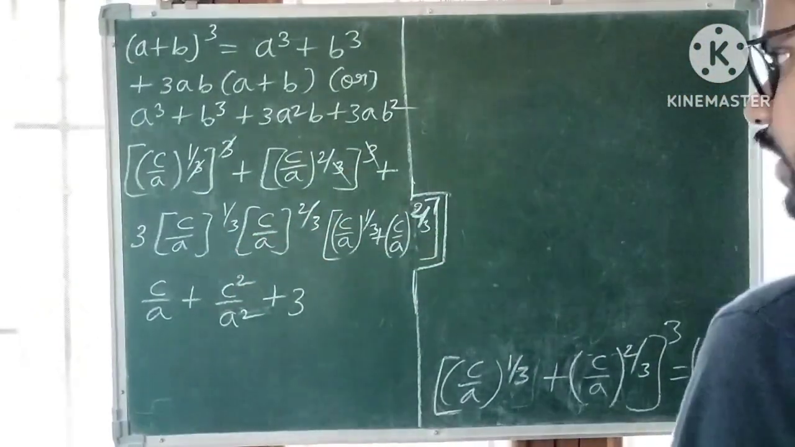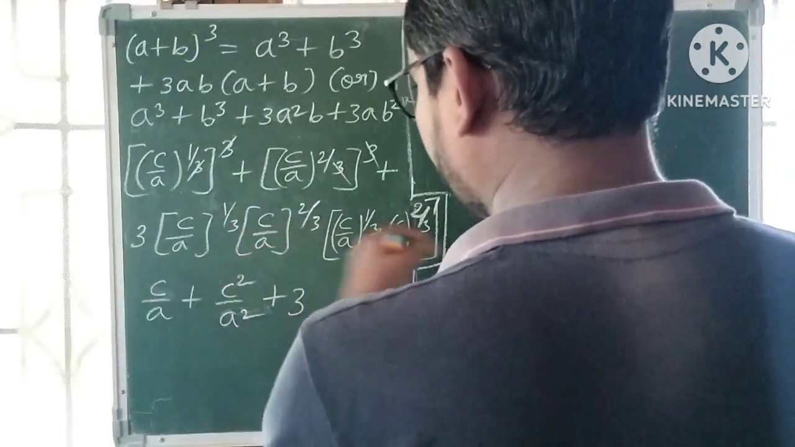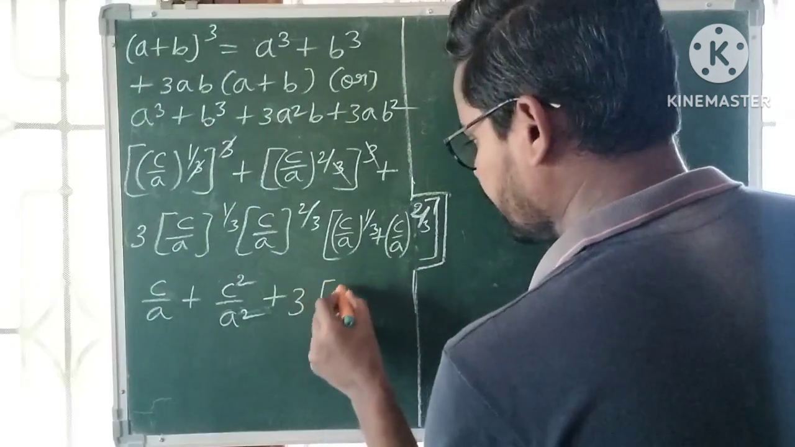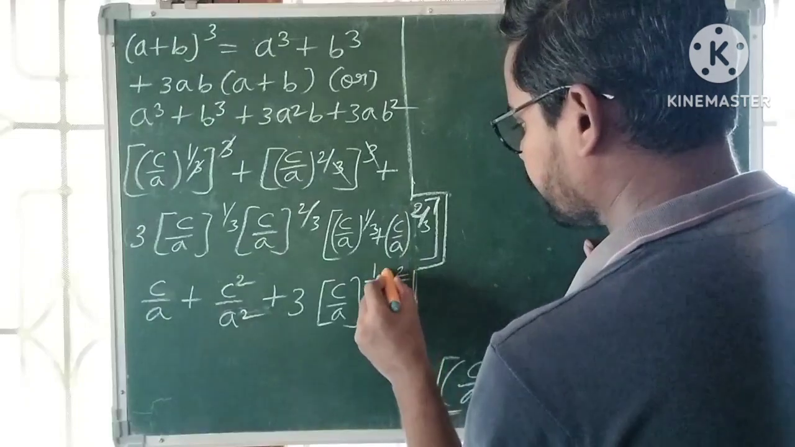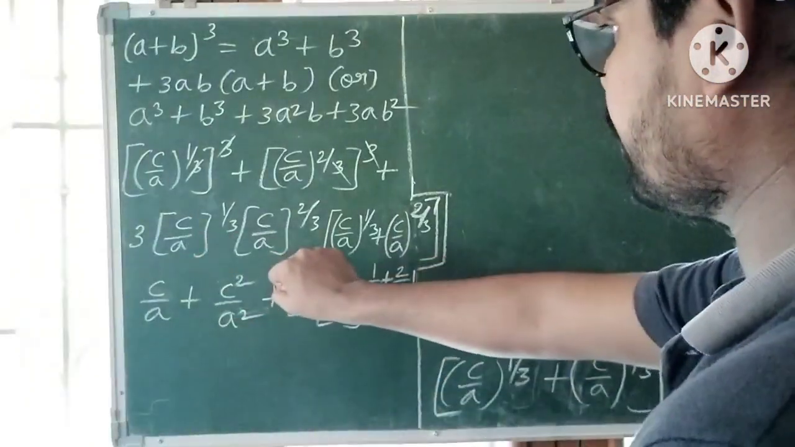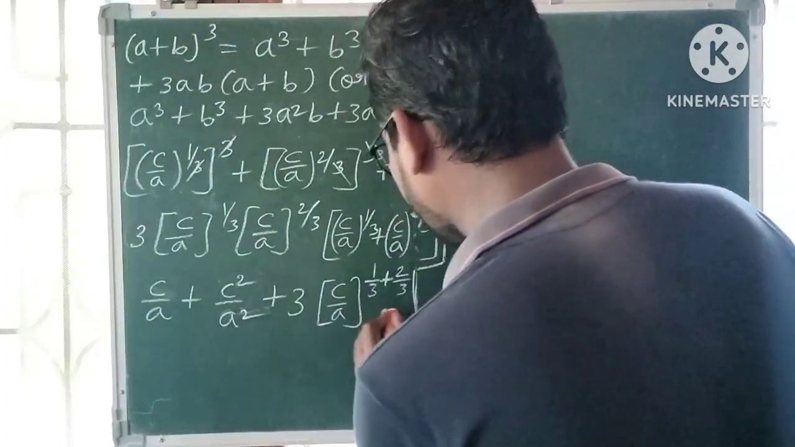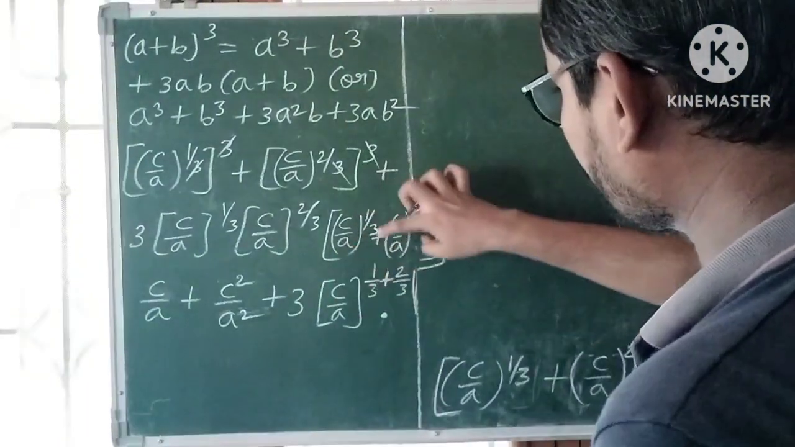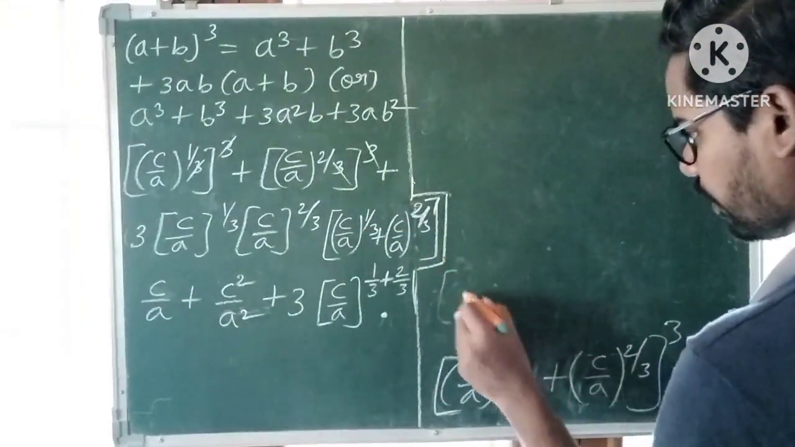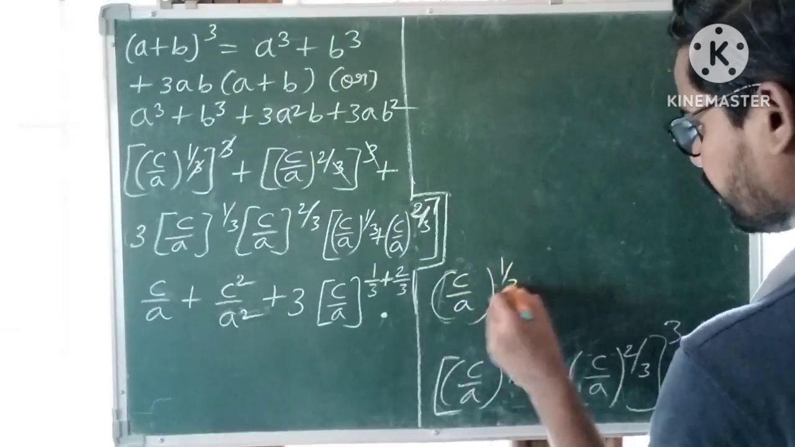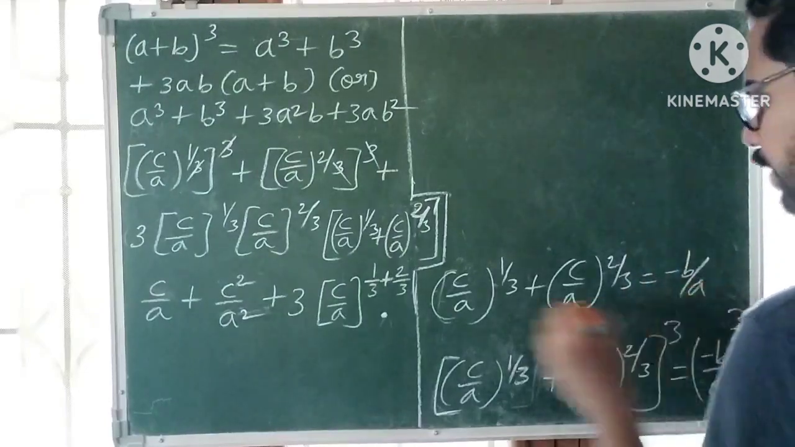So we know that if bases are equal, we can add powers, right? Common base c by a, add exponents 1 by 3 plus 2 by 3. In exponential form, when bases are equal we can add powers. So (c by a) whole power 1 by 3 plus (c by a) whole power 2 by 3. What is the value? From the previous equation, we have (c by a) whole power 1 by 3 plus (c by a) whole power 2 by 3 is equal to minus b by a.